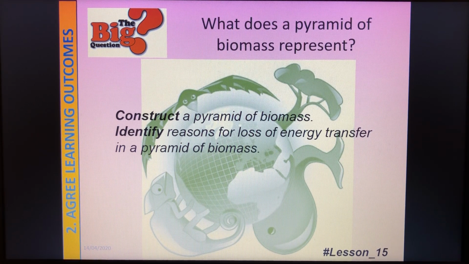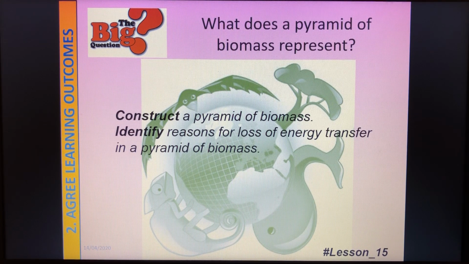Now, there is such a thing as a pyramid of numbers, and they will never ask you to draw a pyramid of numbers, but they will ask you to draw a pyramid of biomass. Sometimes to scale, as we're going to do today, sometimes just a rough sketch. Pyramids of biomass represent the amount of biological mass consumed within a food chain. We're going to look at some examples of those.